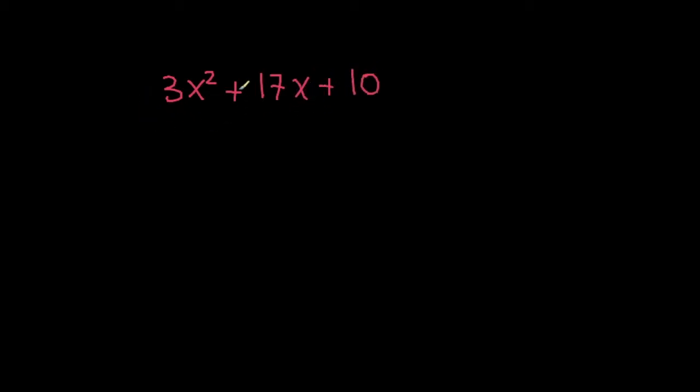Okay, so let me write down what the a, b, and c here are. So a is equal to 3, b is equal to 17. Remember, in the general form, a was the number in front of x squared. So a is equal to 3 in this case. b was the number in front of x, and in this case it's 17. And c was the number that is by itself, which is equal to 10. So this is the a, this is the b, this is c.